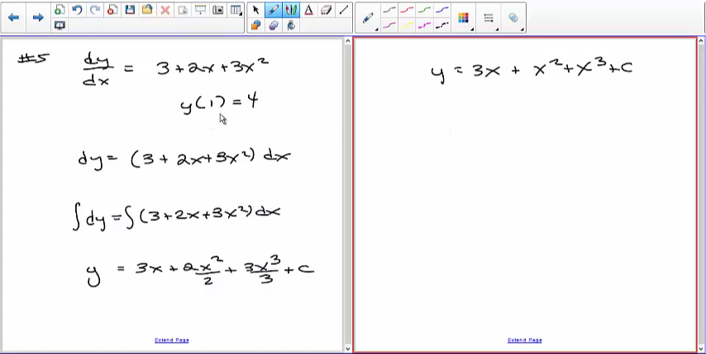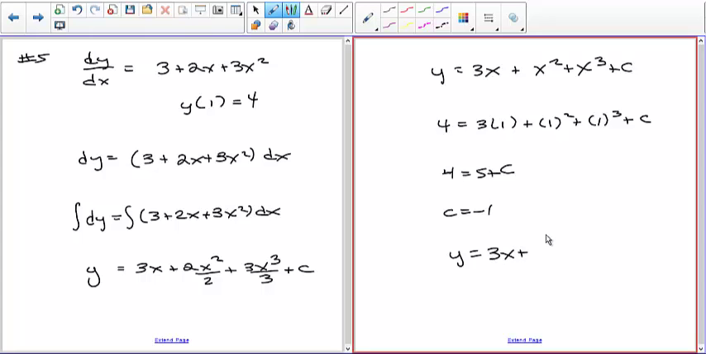And then we use this. It says y of 1 is 4. So y of 1, we use x as 1. We'll end up with 4 is equal to 5 plus c. C is equal to -1. Some people forgot to write the final equation, which I mentioned in the review. So we plug in c equal to -1. So that was your final answer.